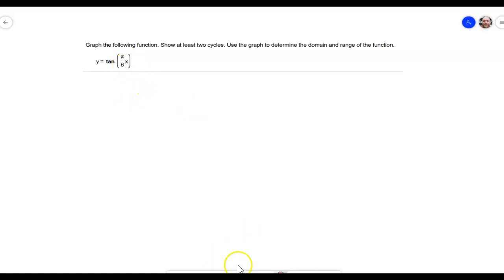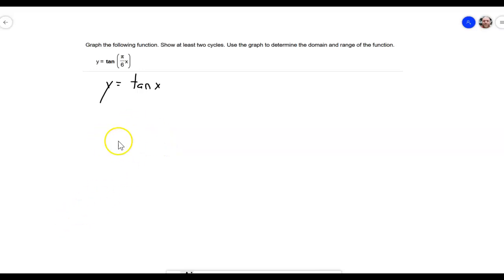The first important thing is to know what the graph of y equals just the tangent of x looks like. In order to know that, it's important to know where the tangent of x is equal to 0 and where the tangent of x is undefined. Those are two important things to know.